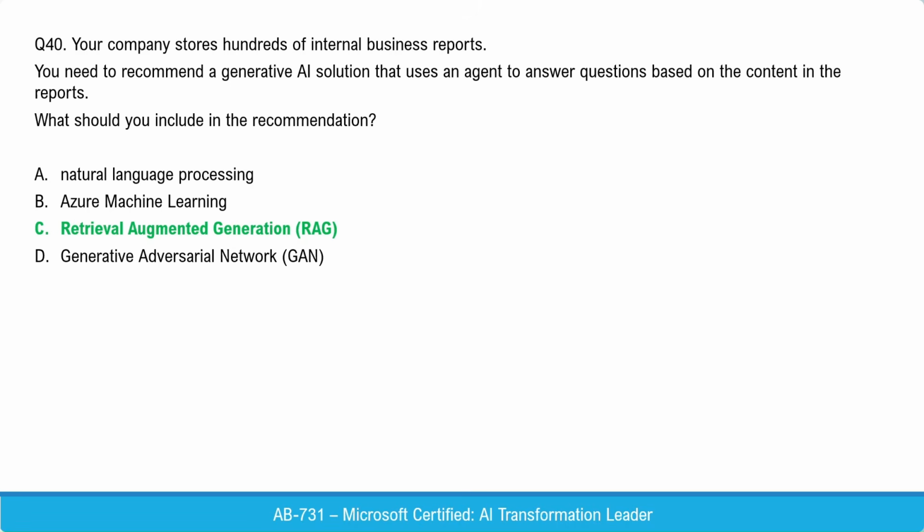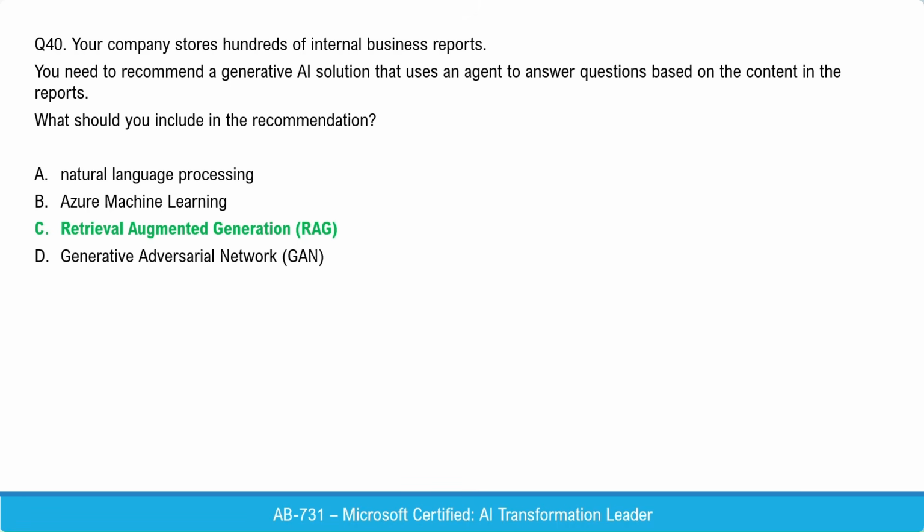See, RAG works by retrieving relevant information from documents at runtime and then using a generative AI model to create accurate and context aware responses. This means the answers are grounded in the company's actual data. So, C is the right answer.